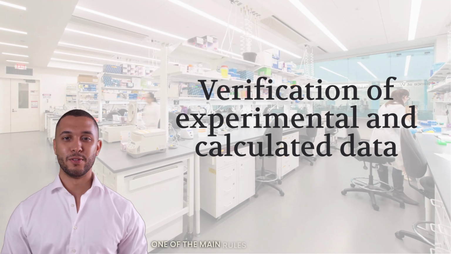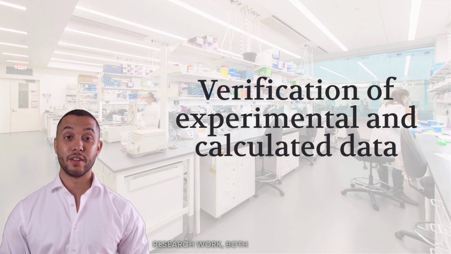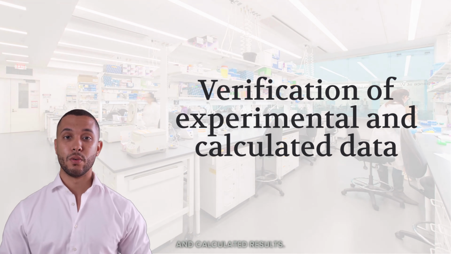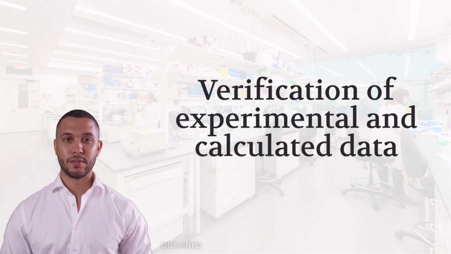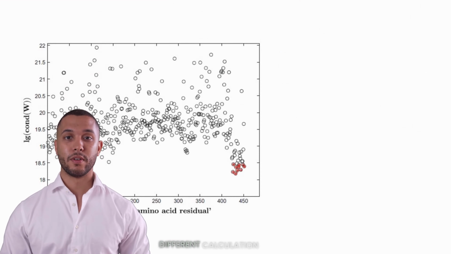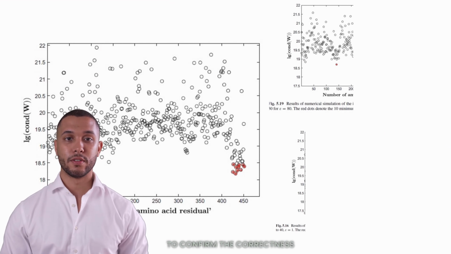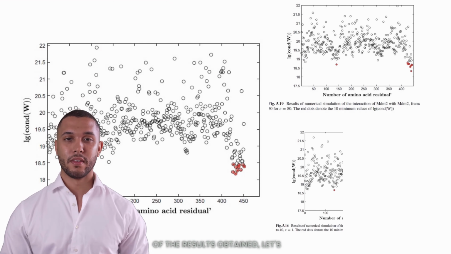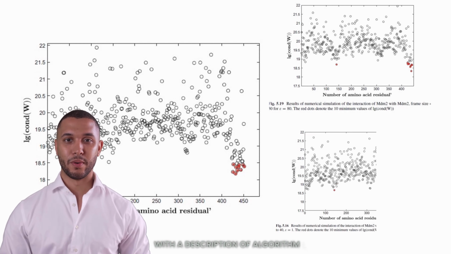One of the main rules for verifying research work, both experimental and calculated results, is the agreement of the results obtained by different methods. Therefore, our calculated results are supposed to be obtained using different calculation methods to confirm the correctness of the results obtained. Let's start with a description of algorithm 1.